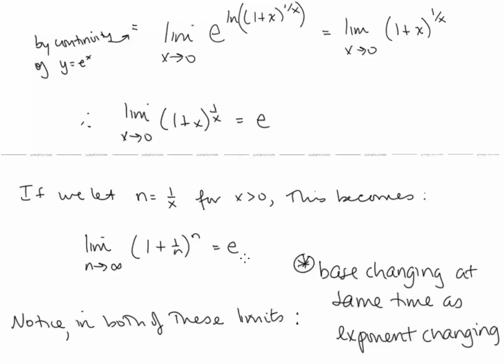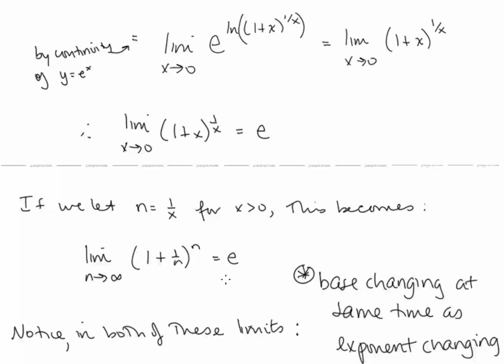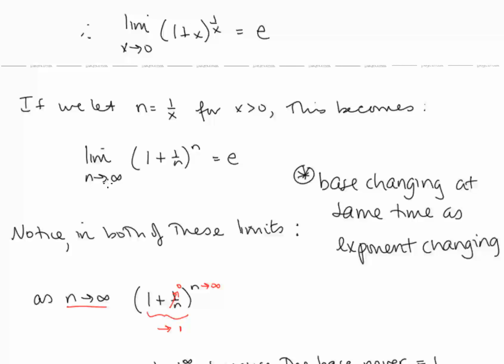Now notice in both of these limits, the base is changing at the same time that the exponent is changing. The base and the exponent both have an n here, and n is going to infinity. In this case, the base and the exponent both have an x, and x is going to 0. So I often see students confused by this limit because as n goes to infinity, 1 over n goes to 0, so what's inside is going to 1, right? Our base is going to 1. And then as n goes to infinity, this exponent goes to infinity.